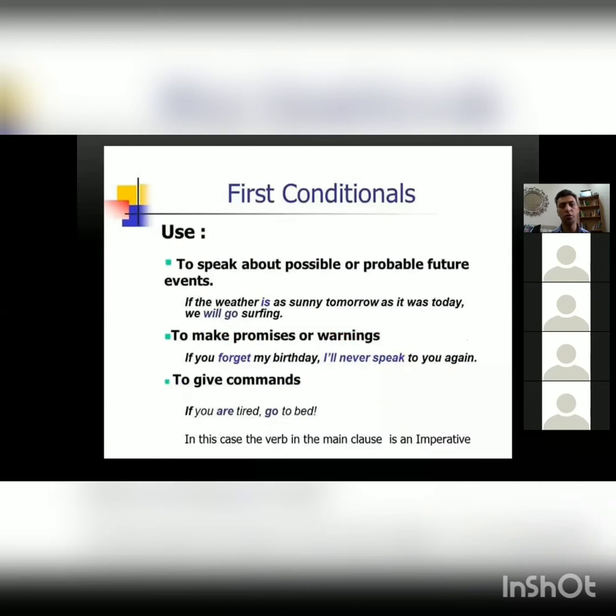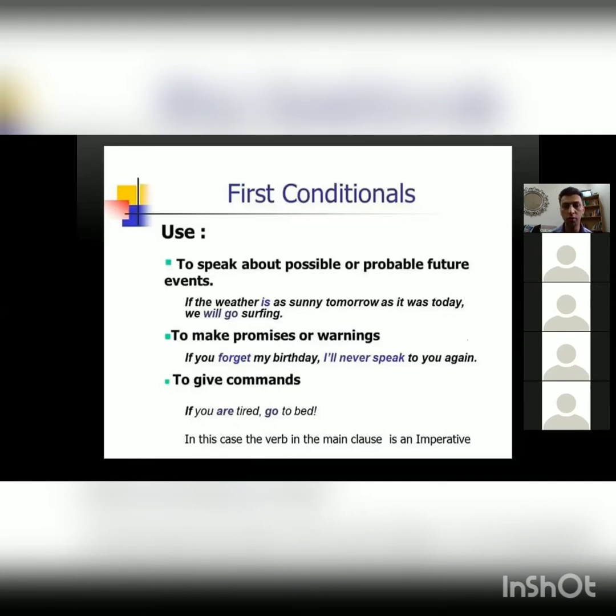Then the uses of first conditionals. This is important. That was about grammar, that is about structure. We mentioned these in the two slides. Let's come to usage: how do we use, or when do we use, the conditional statement? The first point is to speak about possible or probable future events. So that event may happen. It is possible. It is not something impossible.